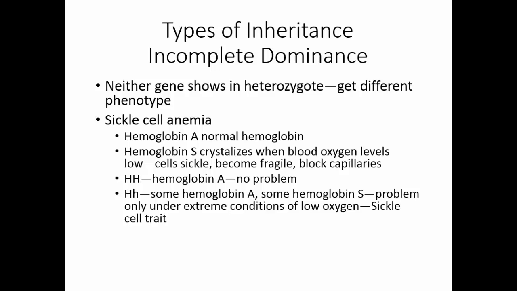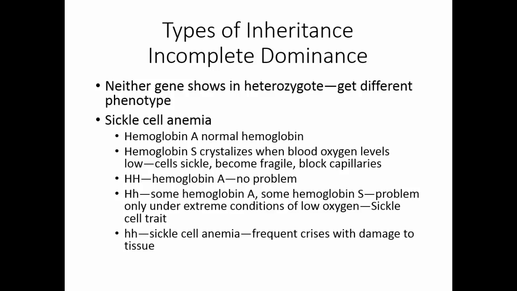They seldom, if ever, have any indication that they have the disease. Individuals who are homozygous for hemoglobin S have sickle cell anemia. They have frequent crises with damage to tissue and anemia.